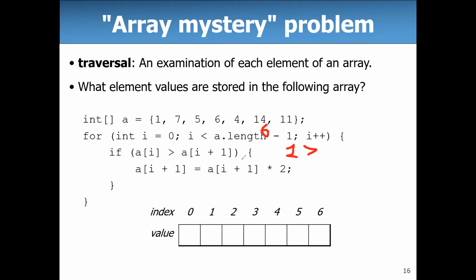Is 1 greater than a of i plus 1? 0 plus 1 is 1, a of 1. These are the indexes in red I have written starting from 0 index: 0, 1, 2, 3, 4, 5, and 6. So i plus 1, i is 0, 0 plus 1 is 1. a of 1 is 7. So is 1 greater than 7? No, your if condition is false.